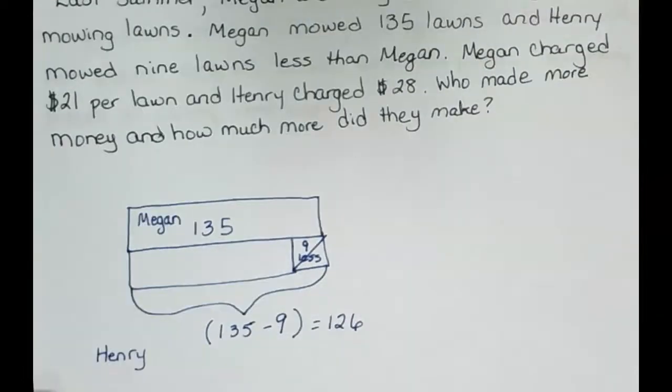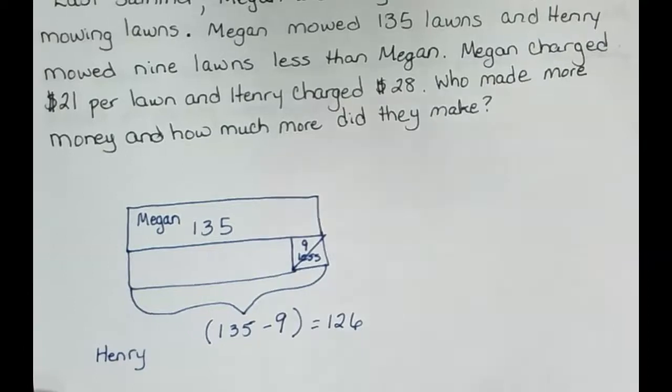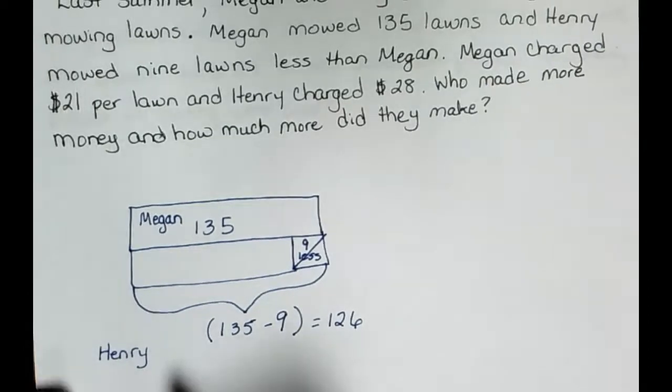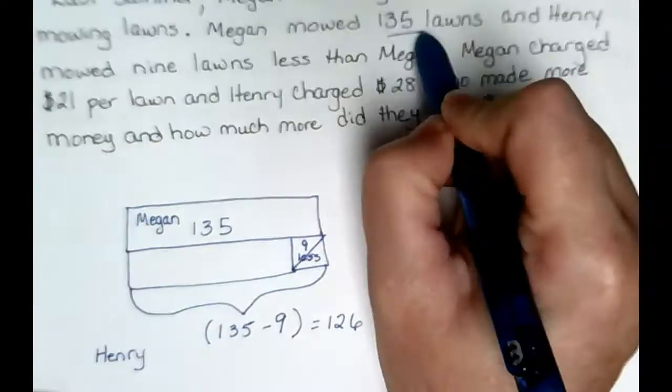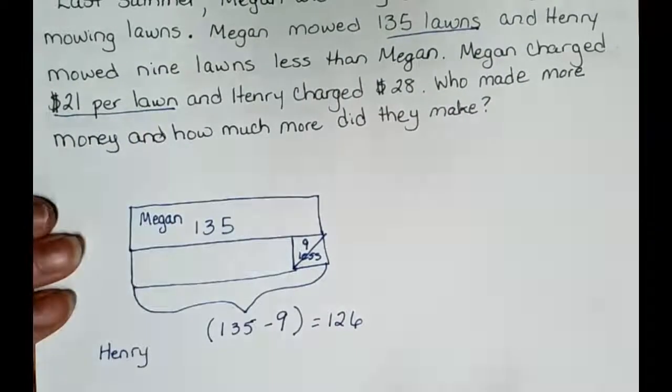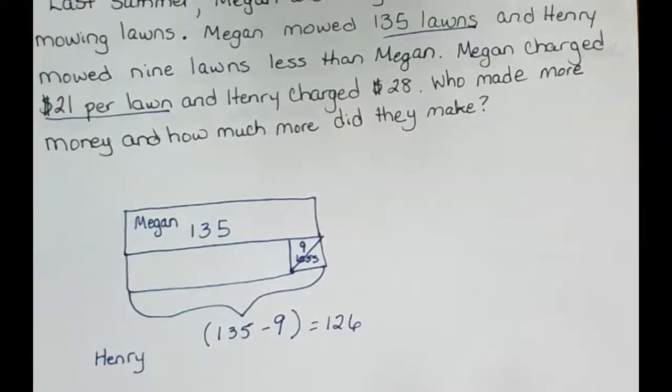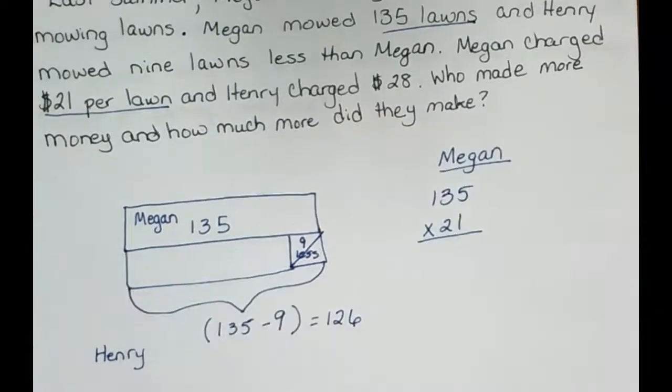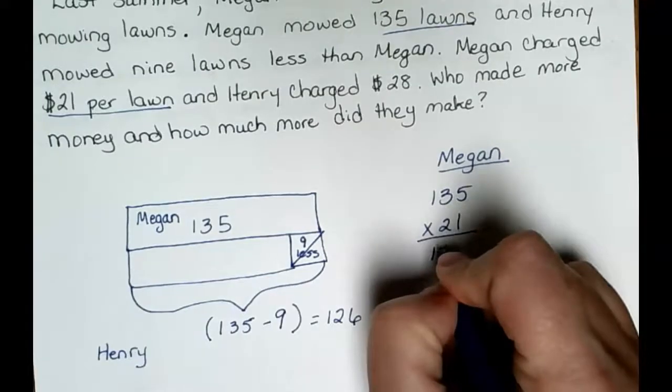But I want to know who made more money and how much more they made. So I need to find out how much money each person made. I know that Megan mowed 135 lawns and charged $21 per lawn. So I'm going to multiply those together, and I know I need to do the math and then come back when you have the answer.